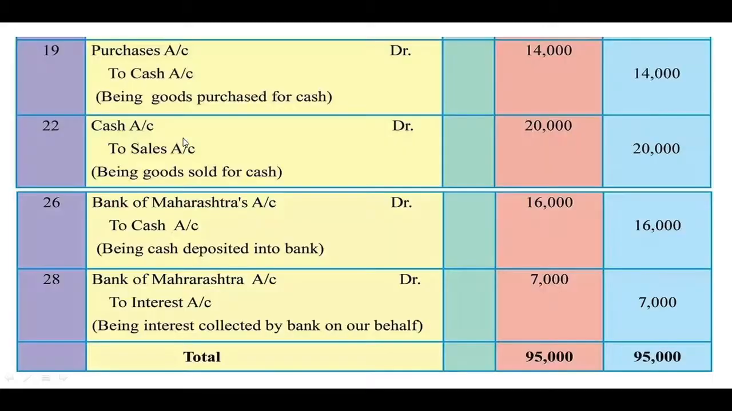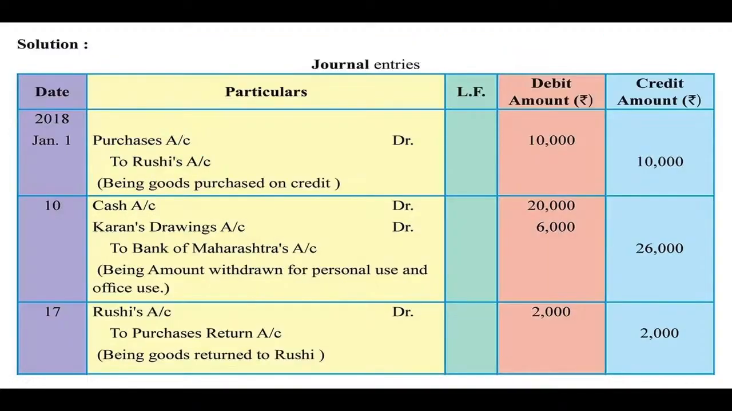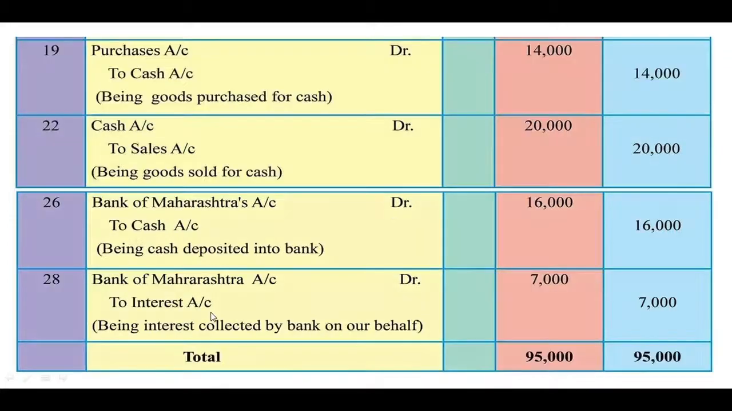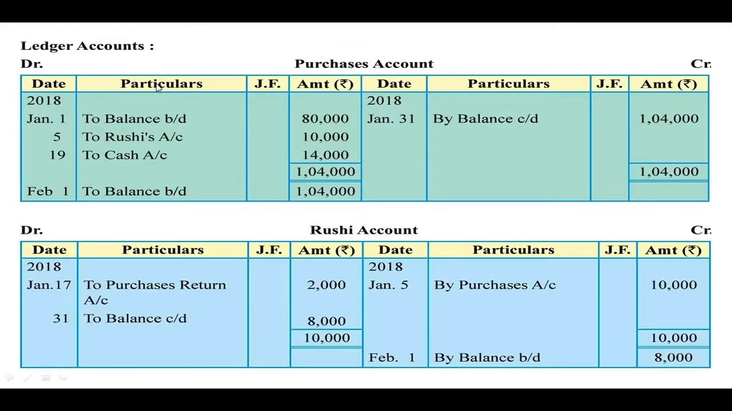Then we will go through other journal entries. We will look for purchases account. Here there is no purchases, here also there is no purchases. Then 19th January purchases account is debited, while the opposite account is cash account which is credited. So the entry will be recorded on the debit side of the purchases account. Here 19th January to cash account 14,000 is written.